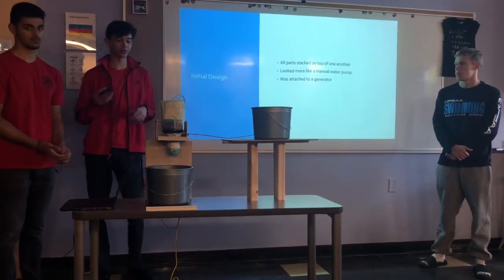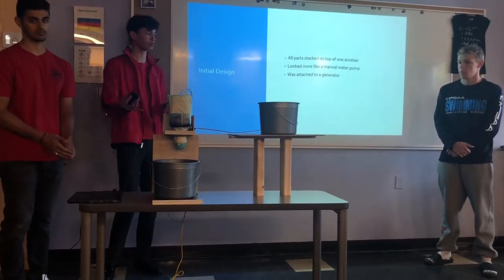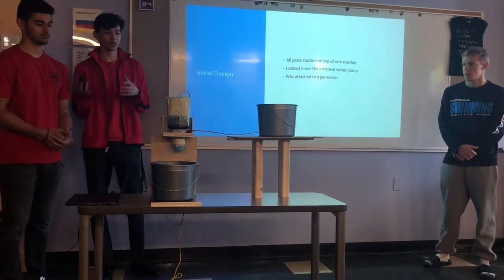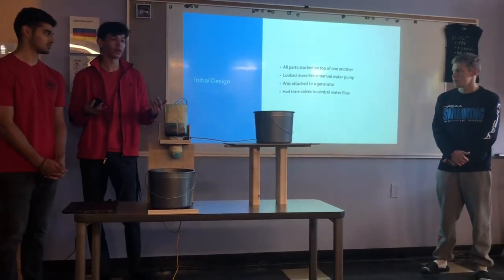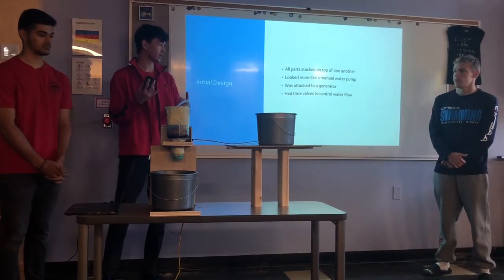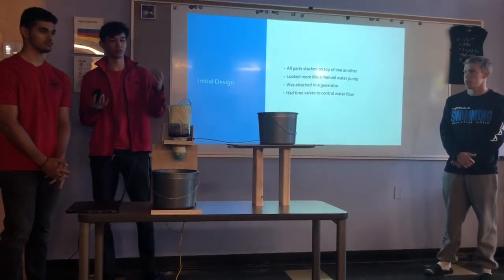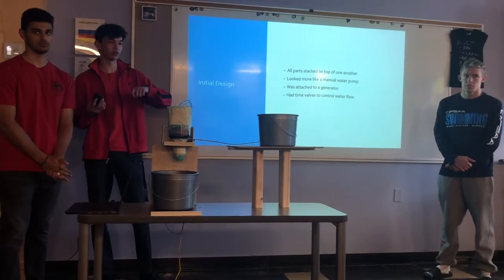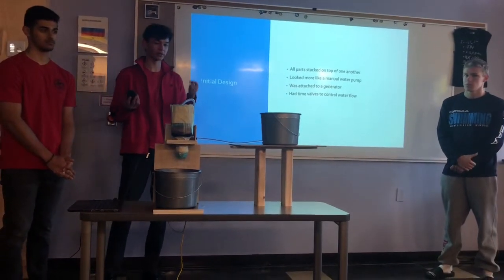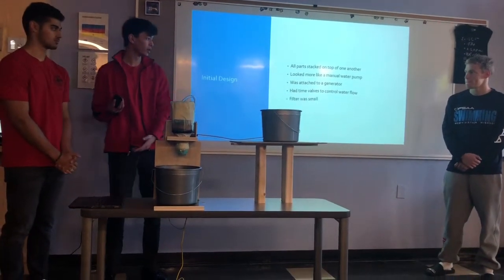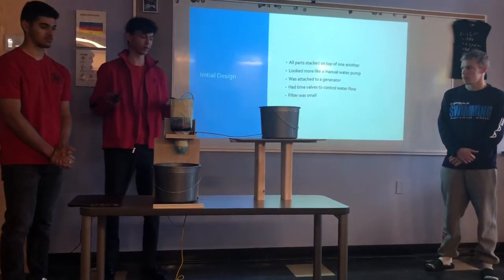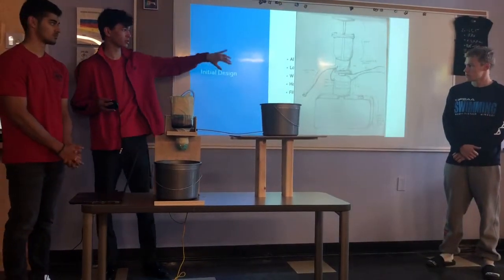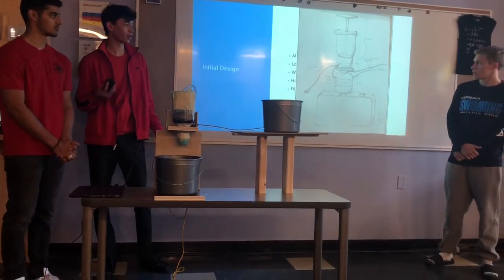And it was also attached to a generator. We decided to go with batteries in this one, but initially we had a generator that we were also going to build and attach to it so it could run through that. The way the water would work with the time is we had valves to control the water flow, so when the filter filled up, one of the valves would close and another one would open at the bottom so the water could fall through. And the filter was also really small. It was about the size of a tennis ball in our initial design. And that's just a picture of what it looked like.